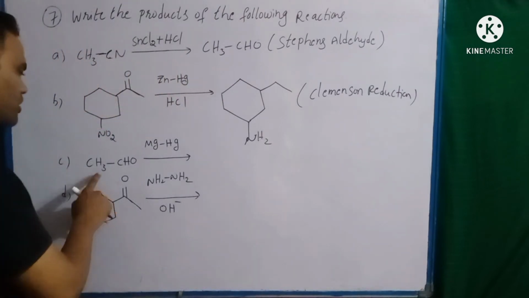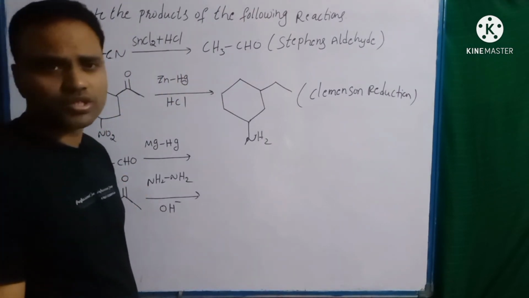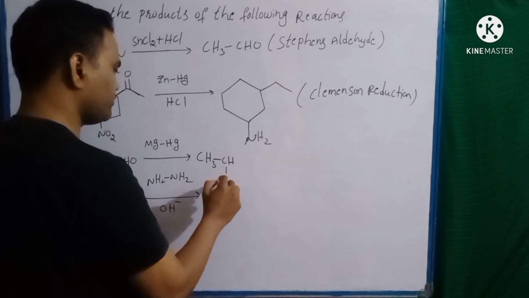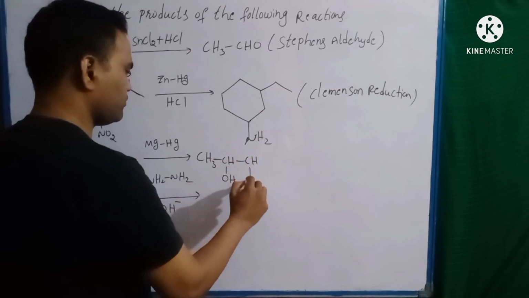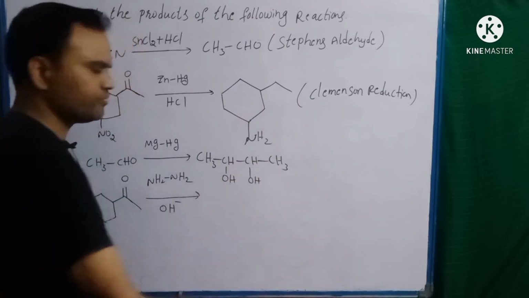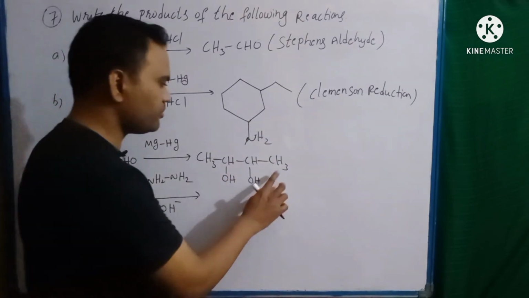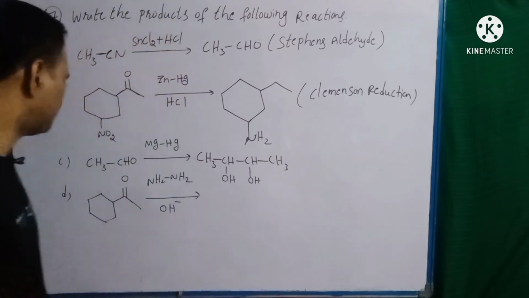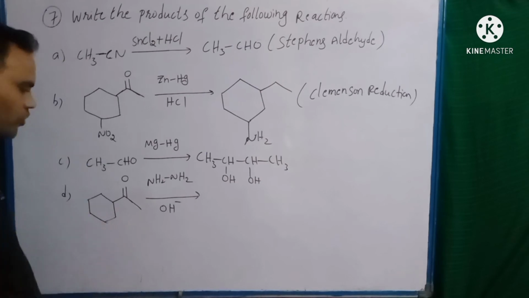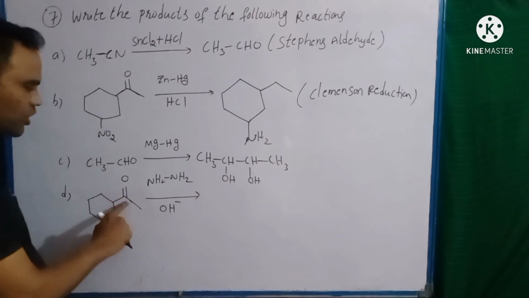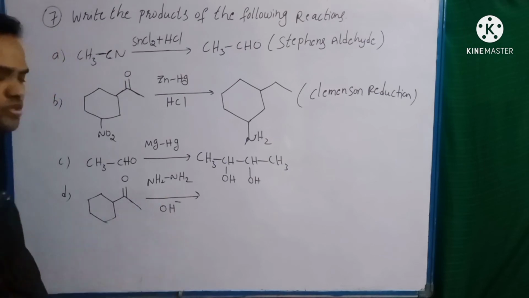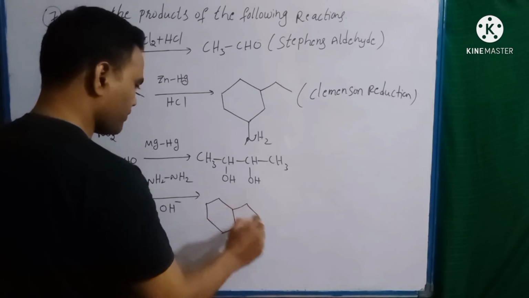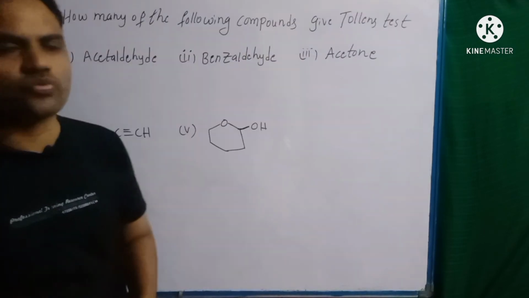And next one, aldehydes or ketones when treated with MgHg, they form diols. Here I don't want to discuss mechanisms. I have to cover more number of models. That is my intention. Okay. And option D, Wolff-Kishner reduction. This is ketones or aldehydes when treated with the Wolff-Kishner reagent, they also form alkanes. So now let us see next question.